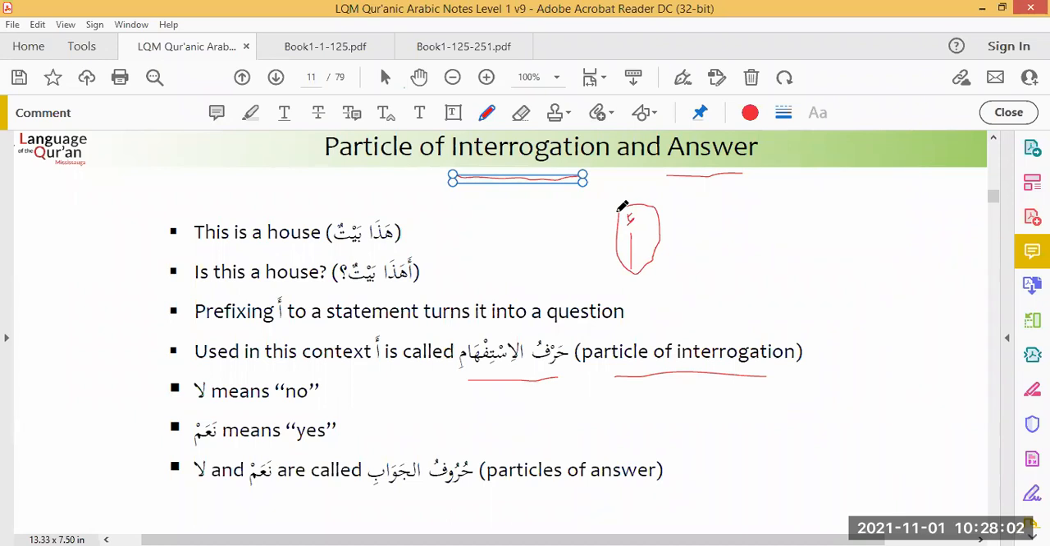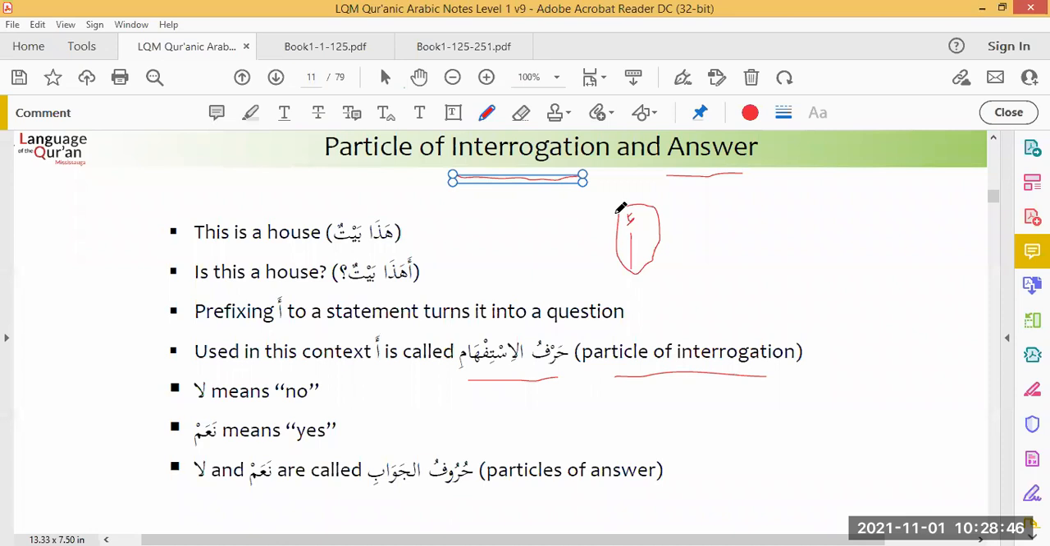Same as ma and man, they are also particles of interrogation. Ma, what is this? So we use ma also as a particle of interrogation. Man, who is this? That is also a particle of interrogation. So what is the difference between ma and a? We use ma about a thing that we know nothing about. We have no idea about that thing. We are asking, what is this?